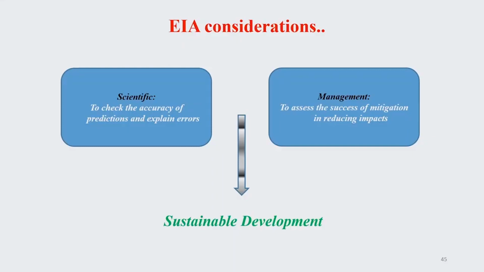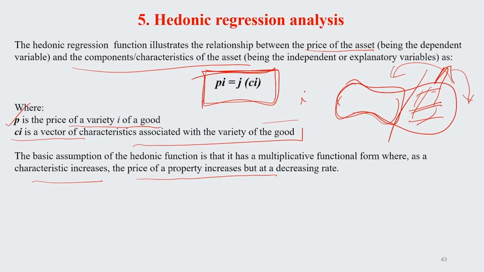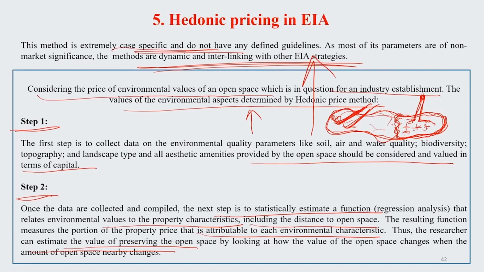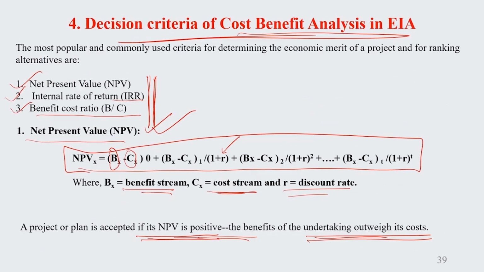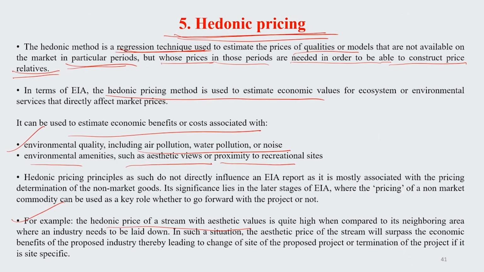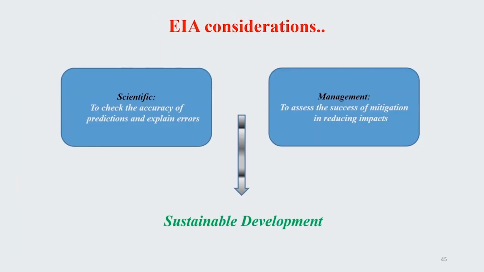Now, if you recall, in the previous lecture we were talking about different methodologies. We talked about hedonic prices, cost benefit analysis and so on, various methods of environment impact assessment analysis. Now, in this lecture let us see what the various considerations are before anyone wants to go for EIA.